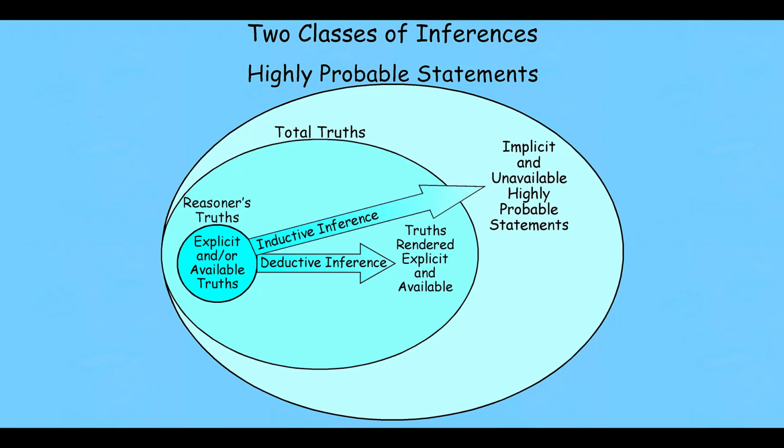In the case of an inductive inference, the reasoner has that set of explicit and available information. A psychological process transforms that information, rendering explicit and available a set of highly probable statements, such that if that initial information is true, it reveals some new information that is now explicitly available to the reasoner that is highly probable, so long as the inductive inference is good.